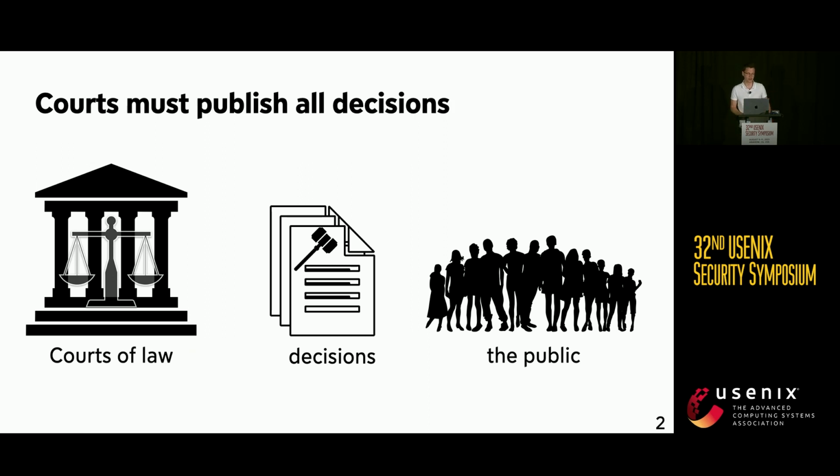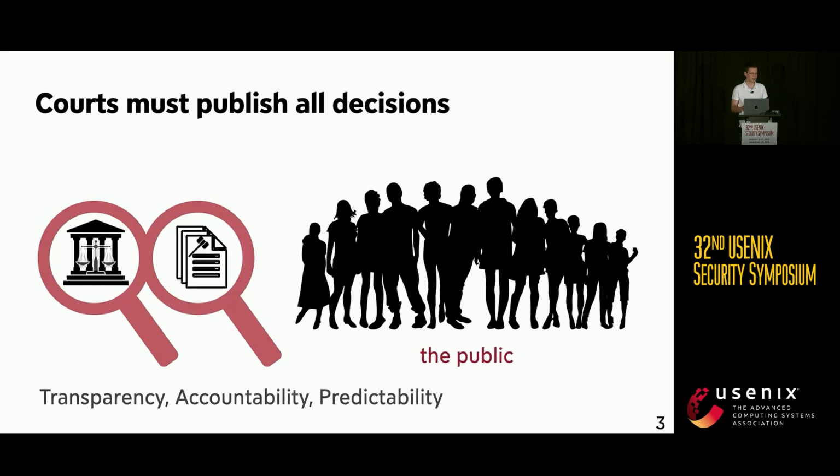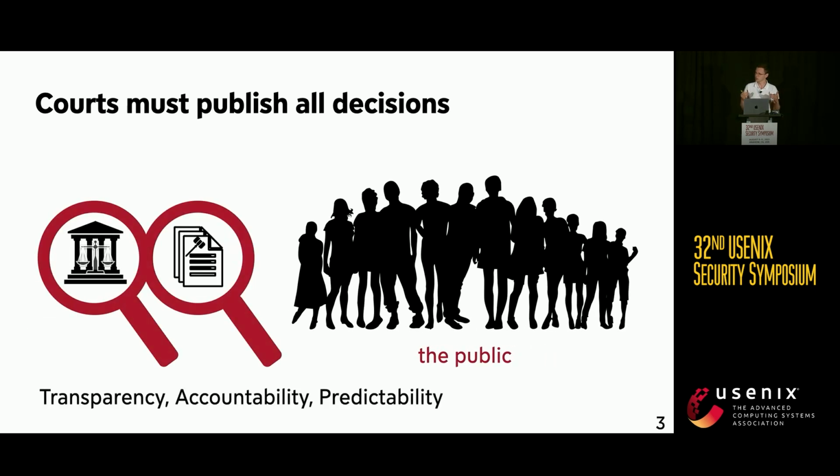Courts must publish all their court decisions, and the reason is that the public, meaning us, have an interest in that for reasons of accountability and to predict our behavior, because court decisions not only specify the law but, depending on the jurisdiction, also constitute the law.